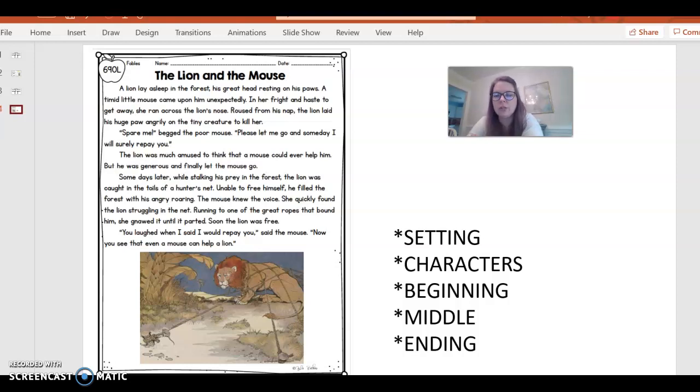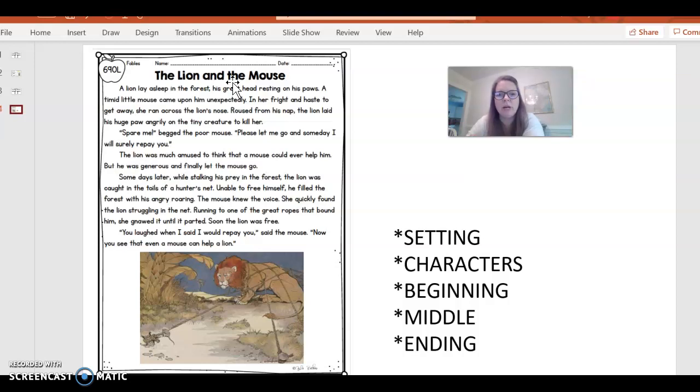Okay, now it's your turn to show me that you understand the plot and how we can look for the series of events that happen in a story. So on the other side of your graphic organizer, you will see the same graphic organizer, but it will be blank. And we are going to be doing the story, The Lion and the Mouse. So Miss Esther is simply just going to read the story to you, and then you will be filling out the graphic organizer, and you will be turning that in to me for this assignment's grade.